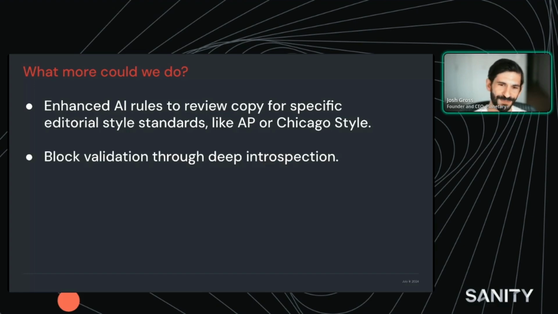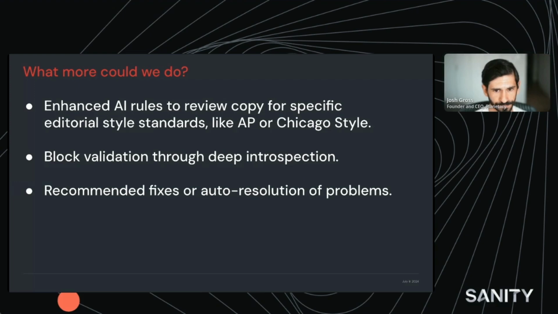I know a lot of folks use page builders, usually block content to build out different sections of a page. You can have the audits introspect those individual blocks and make sure that the content within them is all valid and meets SEO standards. You can also have recommended fixes or automatic resolution of problems. There's certain things that would be automatically fixable, and have the system make recommendations and have them auto apply.